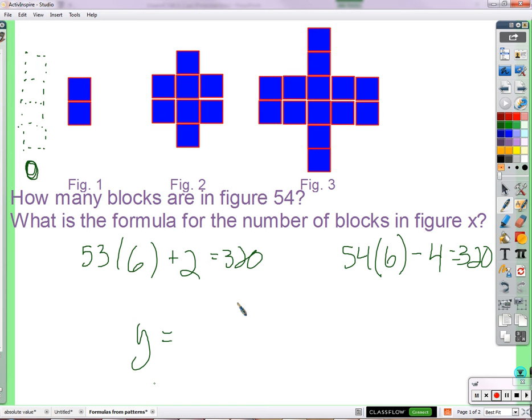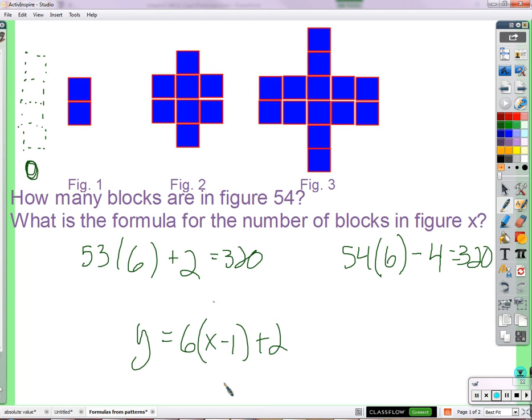Right, so what might our formula look like? X times 6 plus 2? No. Jacqueline? 6 times x plus 1 plus 2. Times x plus 1? Oh, that's minus 1. Oh, yeah, minus 1.